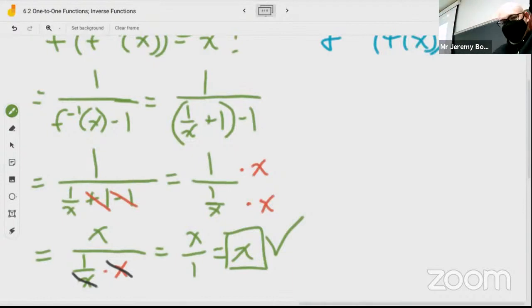Any questions on that? So what's good about these is you have a goal in mind. You're like, okay, well, I want to get it to x. What do I need to do to get it there? So you can kind of work until you get there.